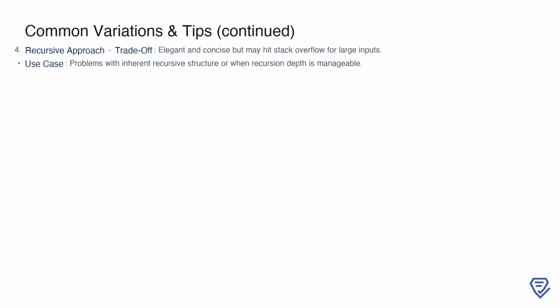A recursive approach can also be used to solve this problem. This method is elegant and concise, as it leverages the inherent recursive structure of the list. However, it's important to consider the trade-offs. Recursion can lead to stack overflow for large input sizes, especially if the recursion depth exceeds the system's limits. This makes it less suitable for scenarios where the input size is unpredictable or very large.